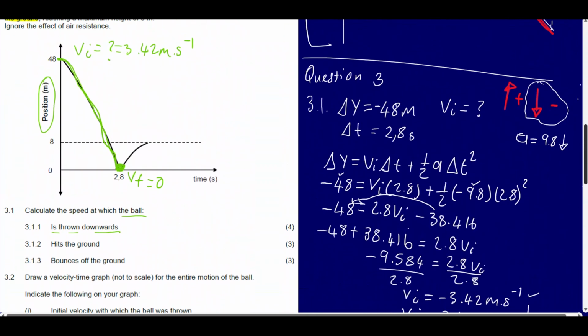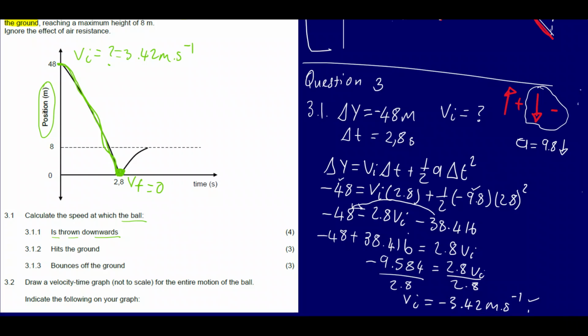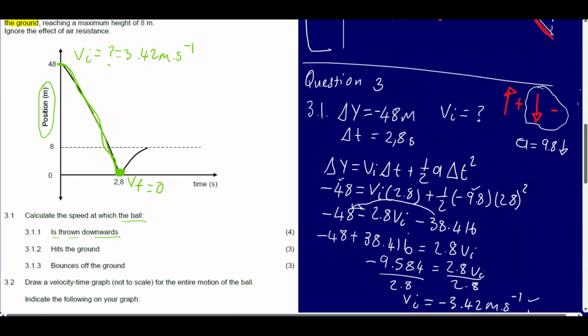Right? So the negative there indicates that the velocity is going downwards, and I think it makes sense. Think about it. If the velocity here is 3.42, what is happening to the velocity as the ball goes down? If it's vertically projected downwards, the velocity is increasing. Do you see that? It's increasing, and we will hopefully see that.